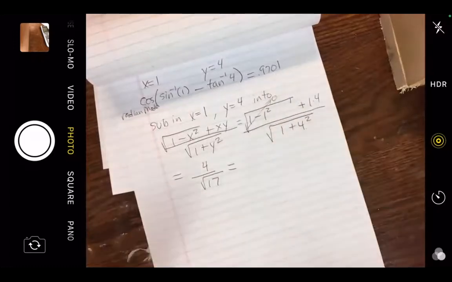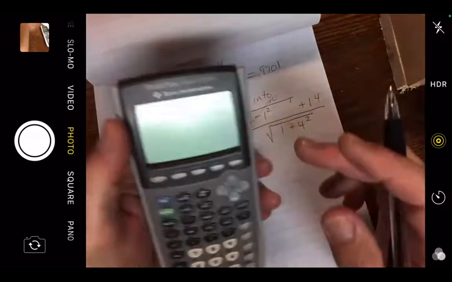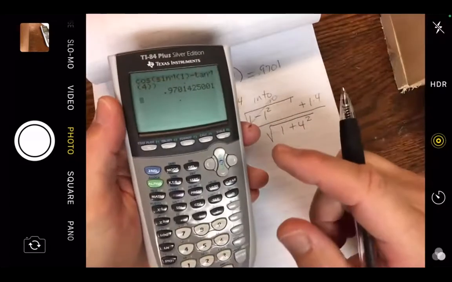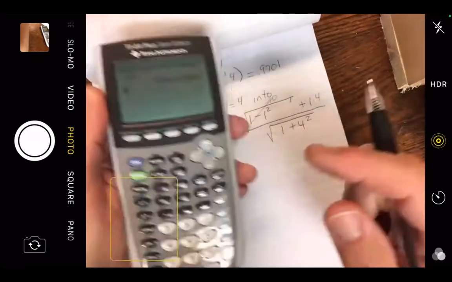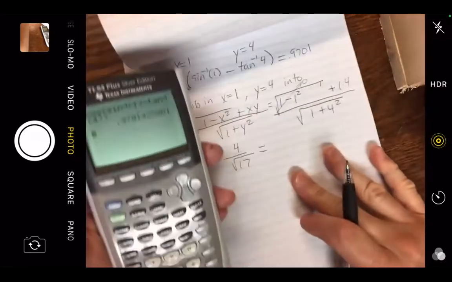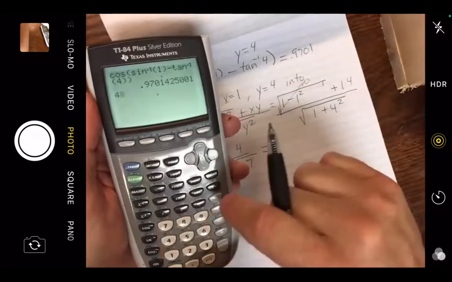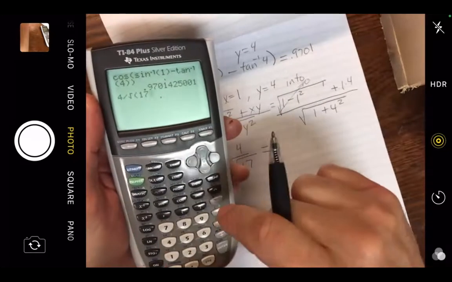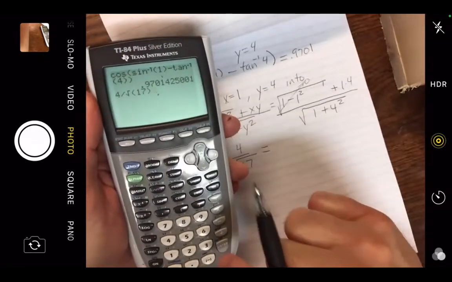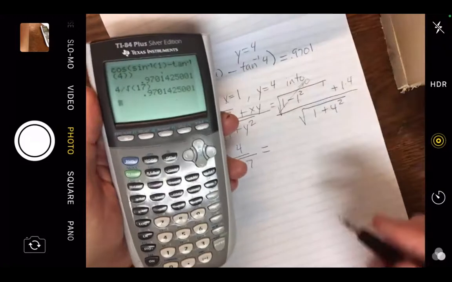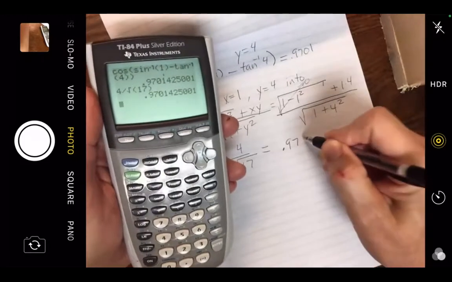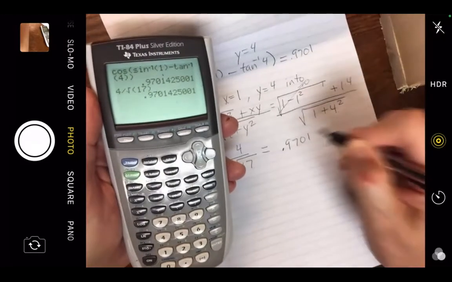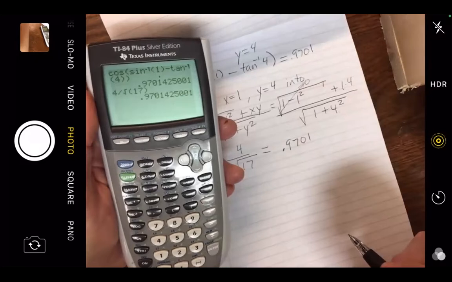All right, if you want to give us a drum roll, if we don't get 0.9701 out of this, 4 over the square root of 17, I'll quit on the spot. Square root of 17. There you are. I don't know if that proved anything to you or only to me.